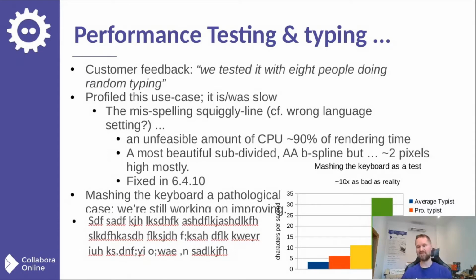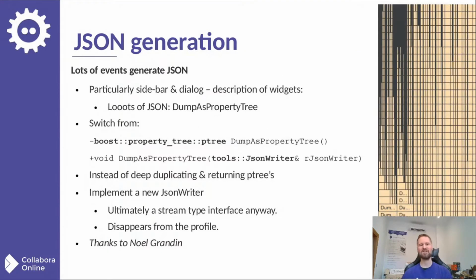So that's been fixed recently, 10 times faster in this use case. Quite apart from the silliness there, if you mash the keyboard, you can type 10 times faster than the average typist. So it's not quite 80 people that you're simulating, but it's too many. Not a terribly realistic test, but we like to not suck even for unrealistic tests.